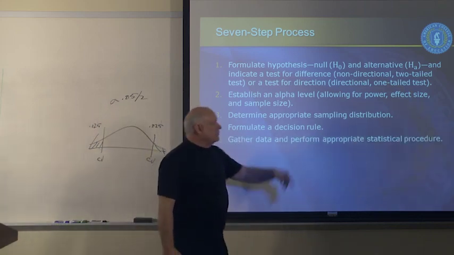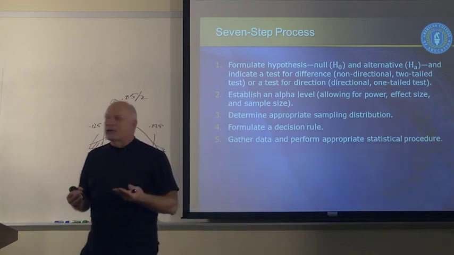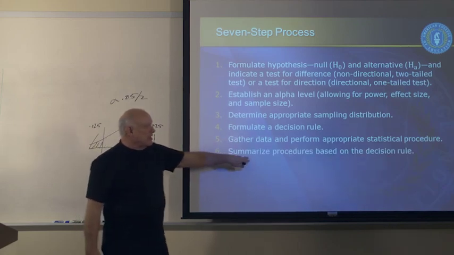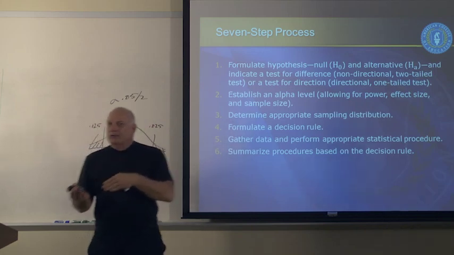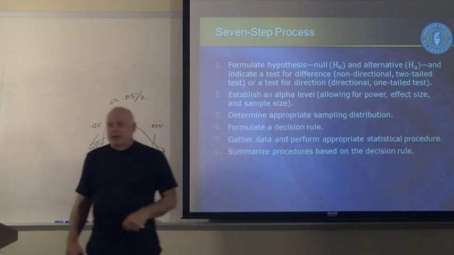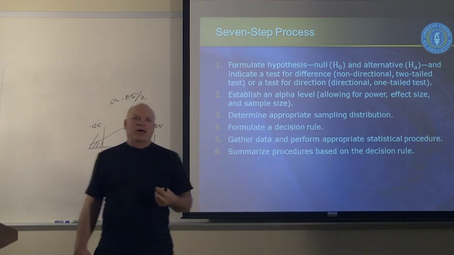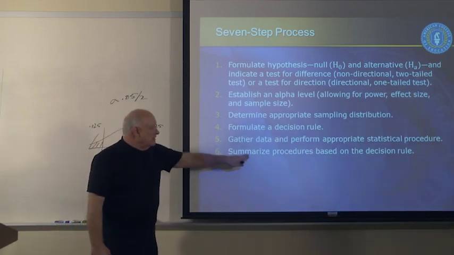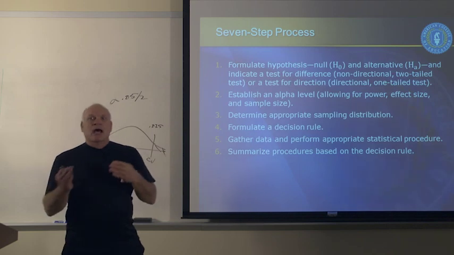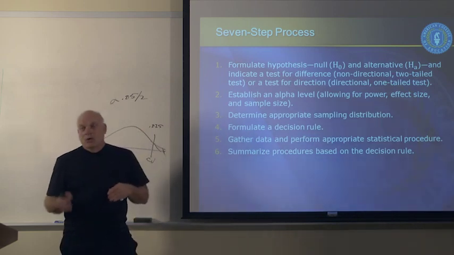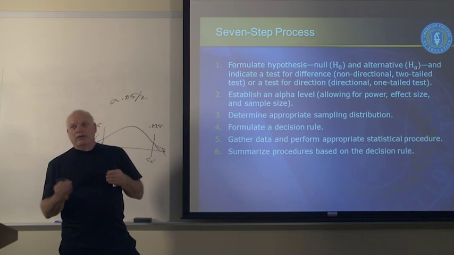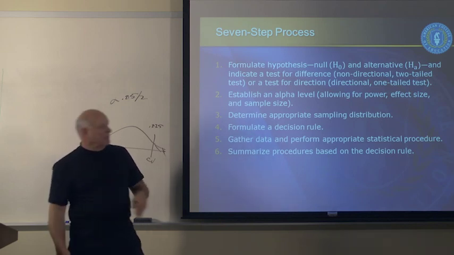5, gather the data and perform appropriate statistical procedure. This is the data crunching. Once I crunch the data, now I'm going into step 6, which is summarize. So I compare the observed value to the critical value. And since in step number 4, I said I will reject if my observed value falls at or beyond the critical value, now I'm going to summarize. Since my observed value did fall beyond the critical value of whatever it is, I therefore reject the null hypothesis. Or my observed value did not fall at or beyond the critical value of whatever it was, so therefore I failed to reject the null hypothesis.